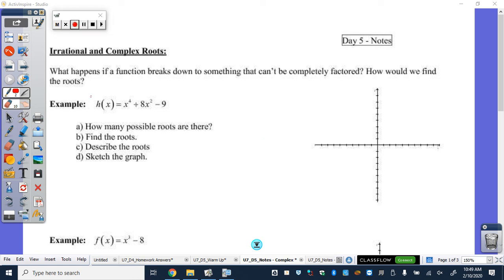So starting with our first example we have here, h of x equals x to the fourth plus 8x squared minus 9. How many possible roots do we have there? 4, because it's a fourth degree polynomial. So we are going to have 4 roots for that one. So part B, they want us to actually find the roots. So I'm going to take my equation, and I'm going to set that equal to 0.